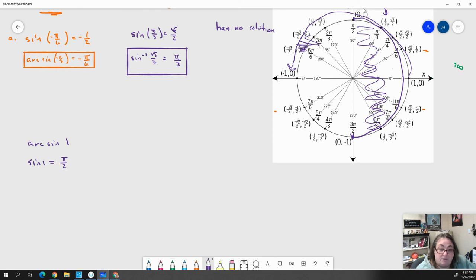Therefore, sine of pi, sorry, even I'm messing it up now. Sine of pi over 2 equals 1, because pi over 2 is where y is 1. So we can say that arc sine of 1 equals pi over 2.